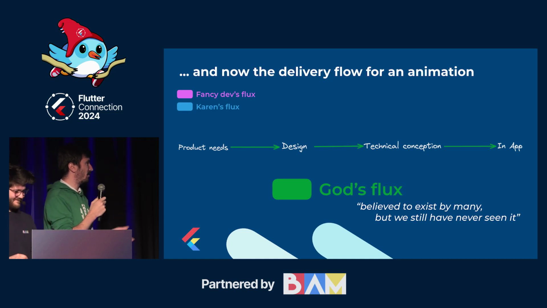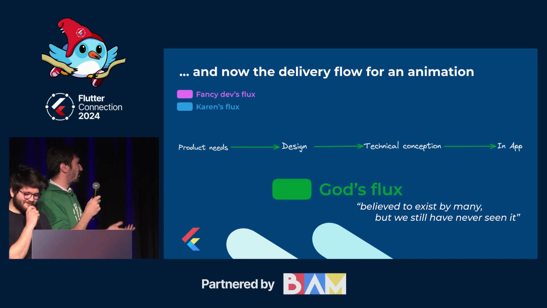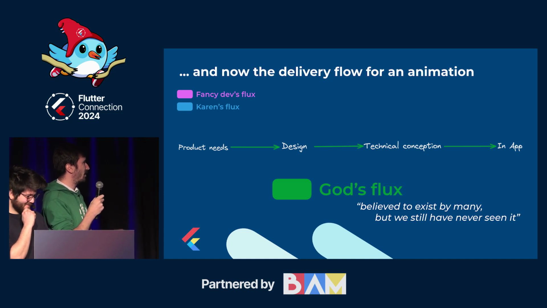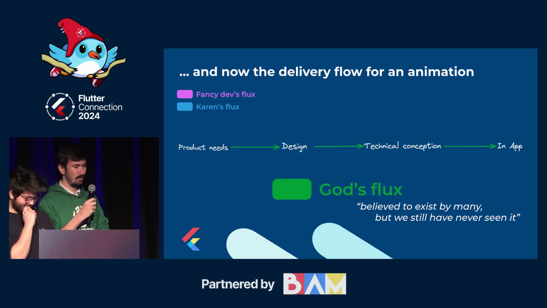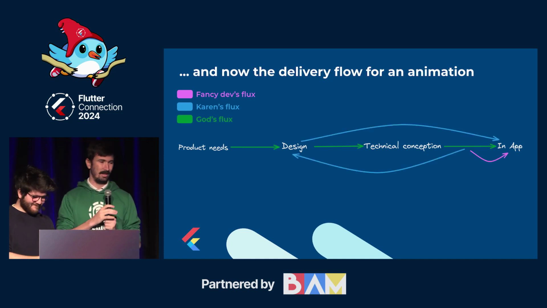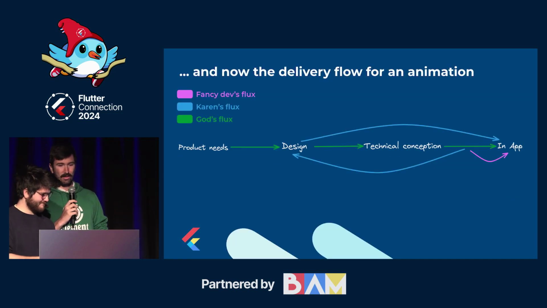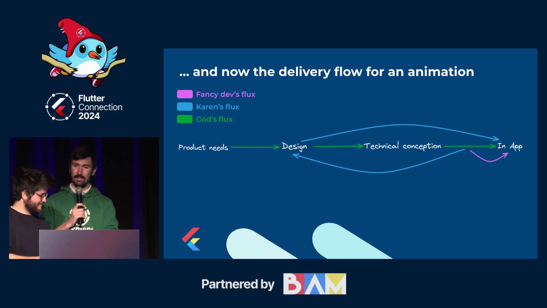The one we want is the God flow, because I believe it exists really, but I never really encountered it for now. It's the product who says, yeah, I want an animation because it really could fit our product, and we really need this. And they say, great, let's make it, and easy, we can make it easy, and boom, into production. So here are the different flows of animations we encountered during our lifetime at BAM.